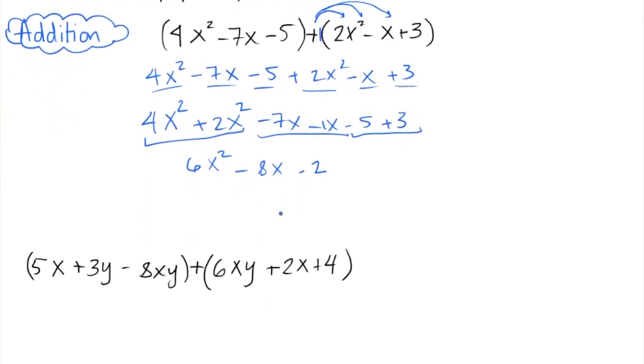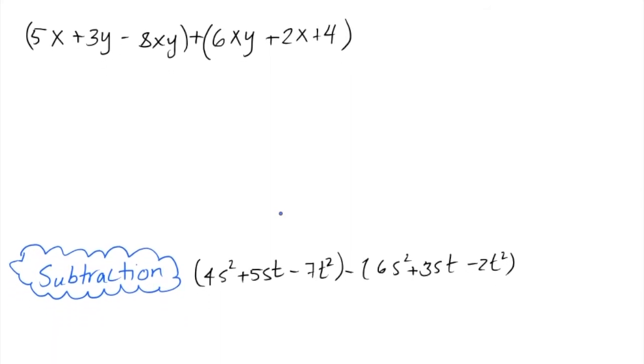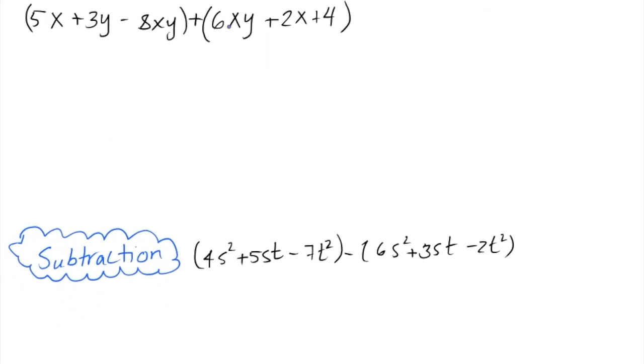Now, let's add another two polynomials. So here again, we have a plus sign between the polynomials, which means that we can take off all the brackets and rewrite it. 5x plus 3y minus 8xy. Now it's a plus, so you can rewrite everything. Plus 6xy plus 2x plus 4.